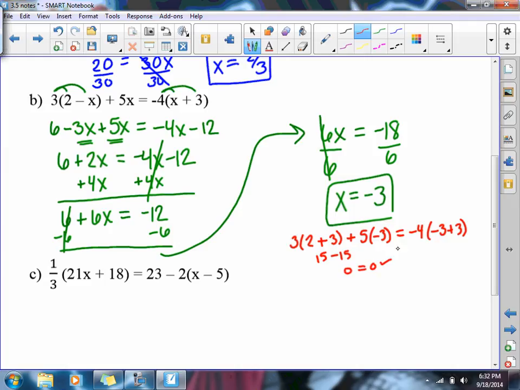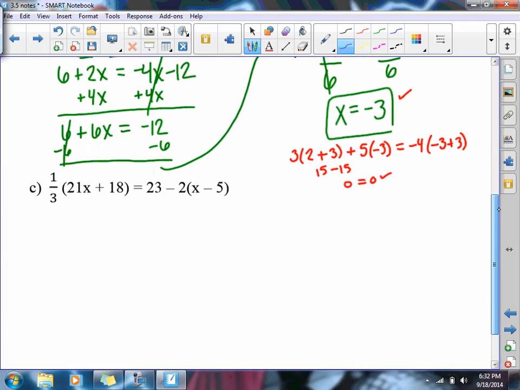So that's a true statement. So again, I know I got the right answer. So that's a good idea and a good strategy to check your work, especially for these big equations.